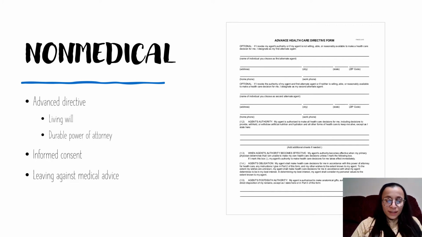Then we go on to leaving against medical advice. So when someone comes in and is refusing, for example, even if they're refusing a life-saving catheterization, if they're alert and oriented, you can't force them to stay. It's not like a jail, whatever they want. If they don't want to get better and they don't want to treat themselves, you have to let them go.